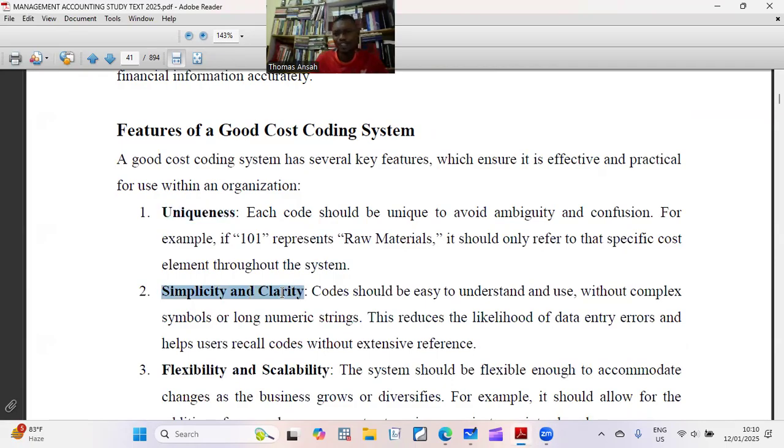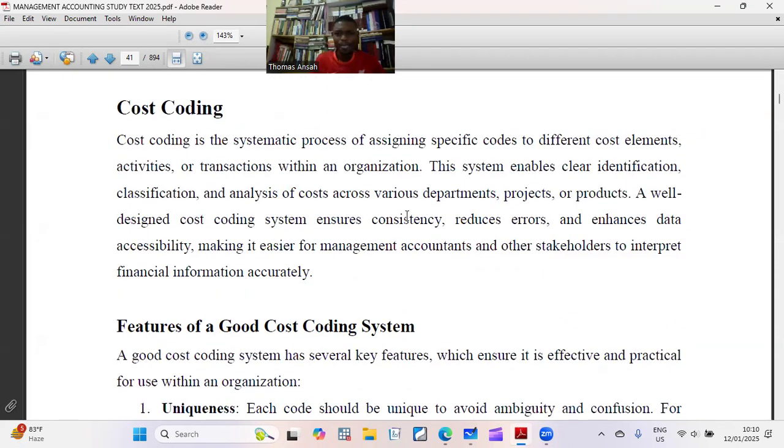It's like password. Why do you keep password? You assign password to an activity so that it can give it a clear identity, classify it, and analyze it. So in your filing, people put file.